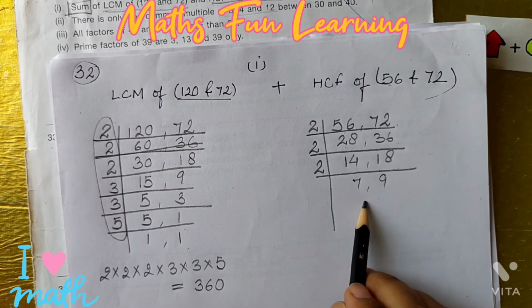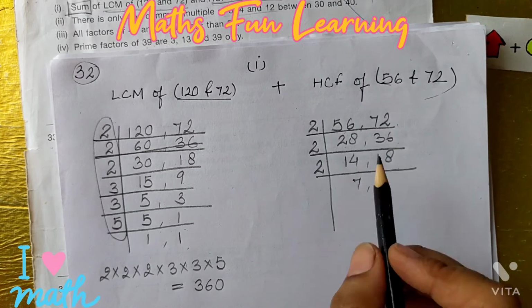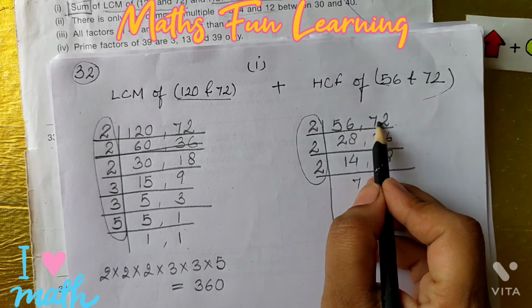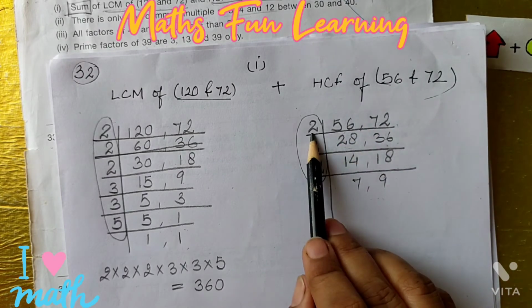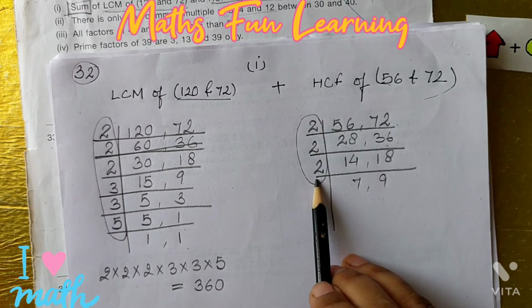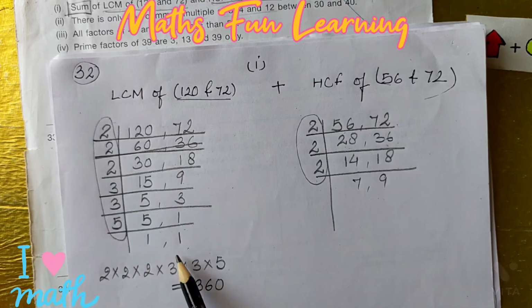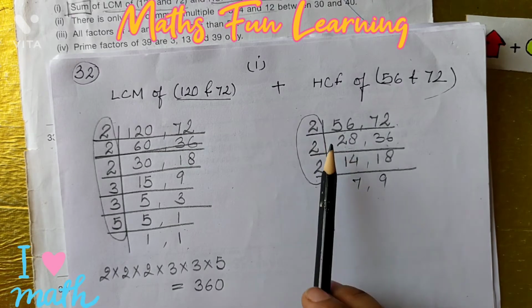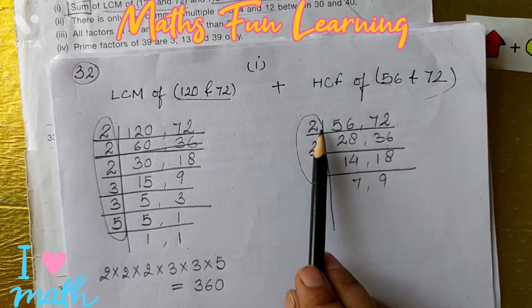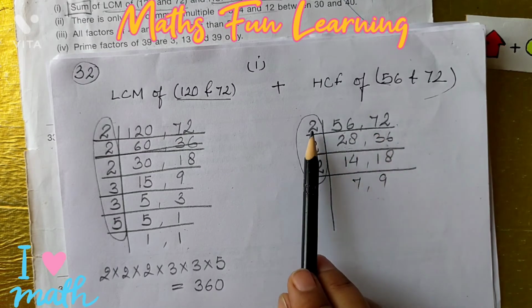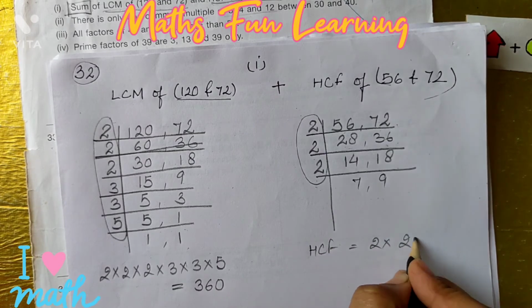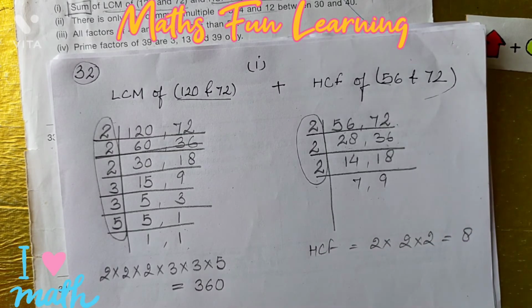So for GCF, you don't have to divide further. You just have to check the number through which both numbers can divide. Only that number you have to use. In LCM you want 1 at the end. In GCF you have to check that whatever numbers are given divide by one number. So GCF is equal to 2 times 2 times 2, which gives you 8.